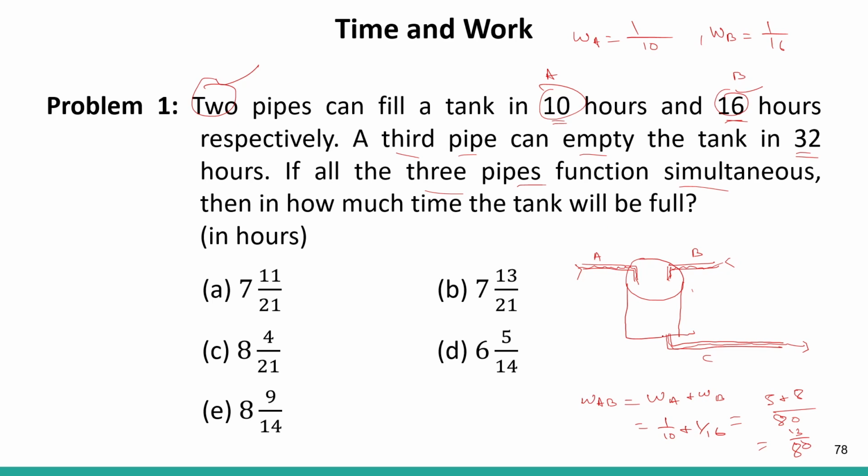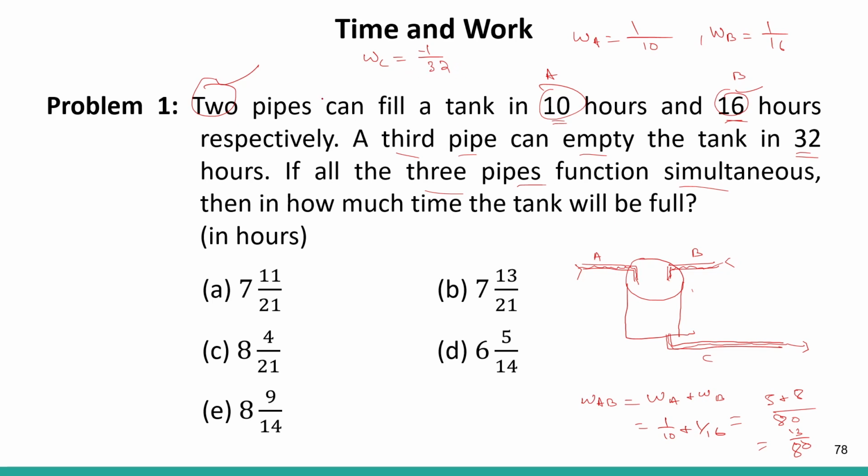Now all the three pipes function together, so pipe C will try to empty the tank. The work rate of C, WC, is individually 1 by 32, so it will be minus 1 by 32, as it is emptying and taking the water out. Since A and B were taking the water in, we used the plus symbol and they are positive values. Since C is taking the water out, we are using the negative sign here.